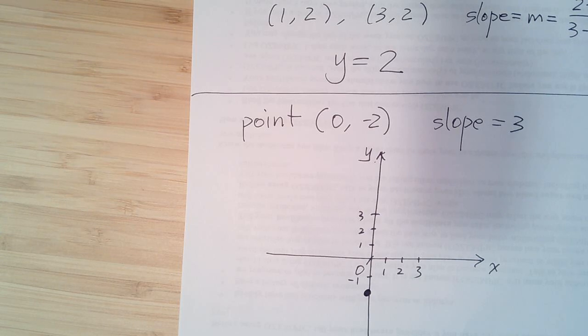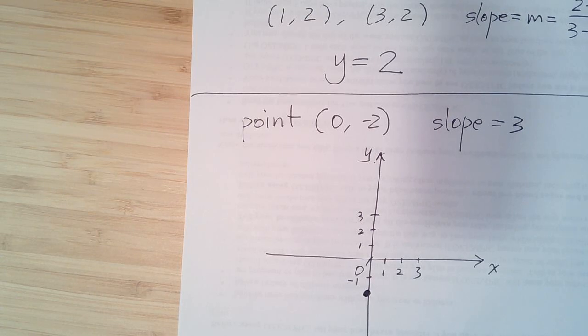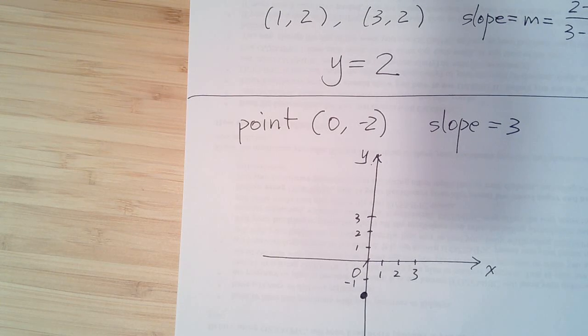So there's one way: given a point and a slope, you find the equation, then plug in x equals whatever number and find the corresponding y. So you get the second point. This is the first point, you get the second point, and you connect them. That's one way to do it. Here's another easy way.